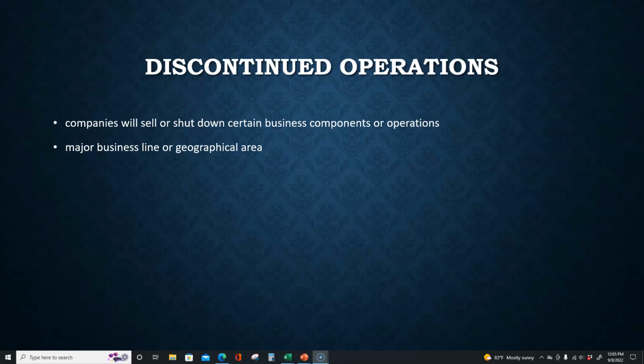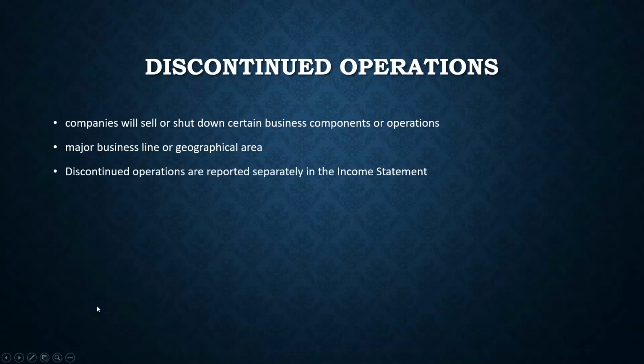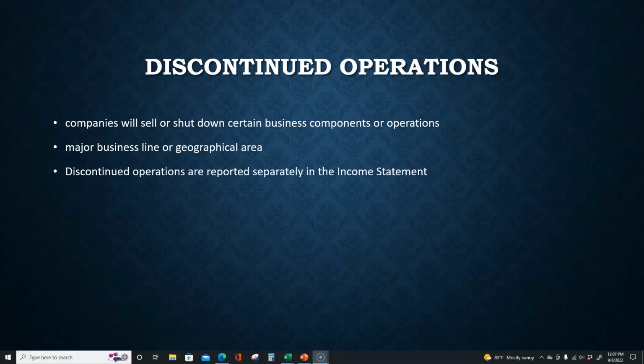For example, a company may decide to shut down all their operations in the Southwest region, or a company may decide to shut down a particular line of products, such as a particular make of a car. That would be an example of discontinued operations. The company may decide to shut down the operation, or they could decide to sell the operation. GAAP requires discontinued operations to be reported separately in the income statement.